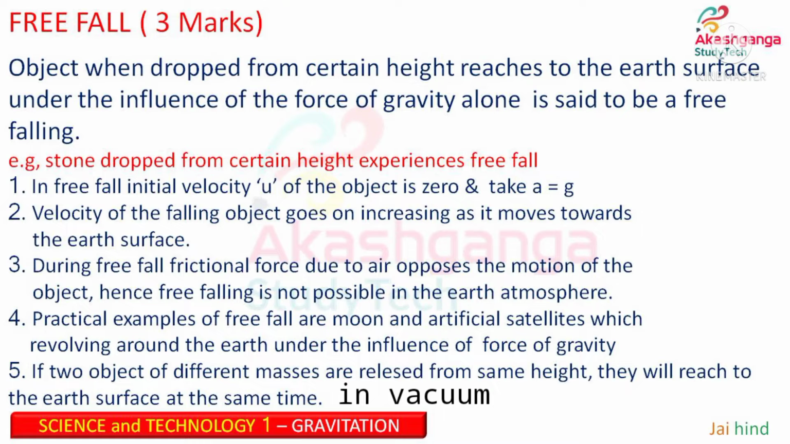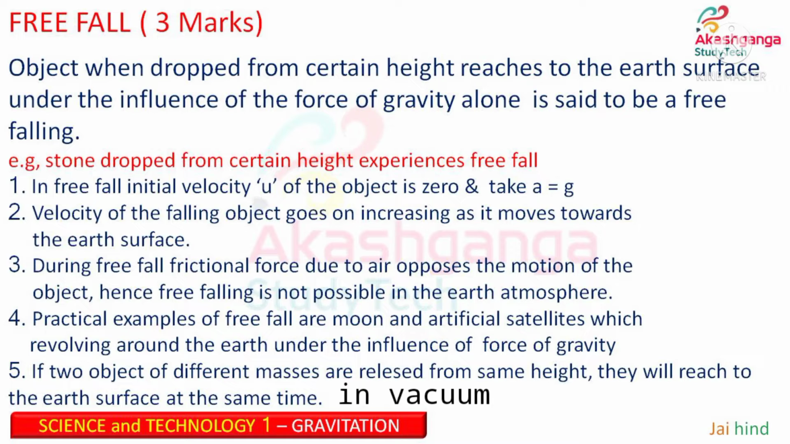Whenever you are dropping some object, or if you release some object from a certain height, then that object reaches toward the surface of the earth. That is because of the influence of the earth's gravitational force. For example, a stone dropped from a certain height experiences free fall. We can say that the object is experiencing free fall whenever you release some object from a certain height.